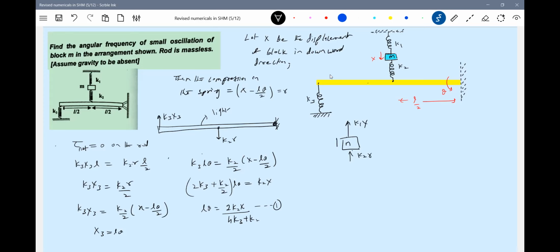So then how is the acceleration? This acceleration is proportional to the negative of displacement. So therefore, minus ma equal to K1x plus K2R. Okay, now this will be K1x. Let me not disturb x. Let me disturb R. So what you can write R as: x minus L theta by 2. Then we don't know L theta. L theta is what you get from equation 1.